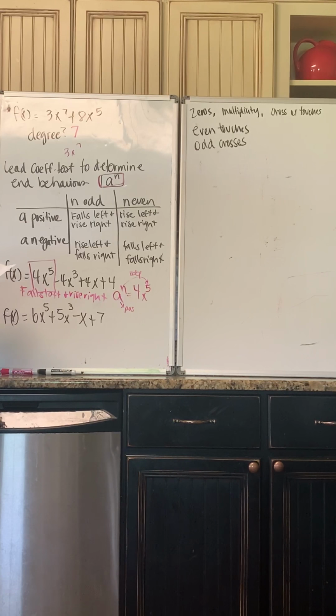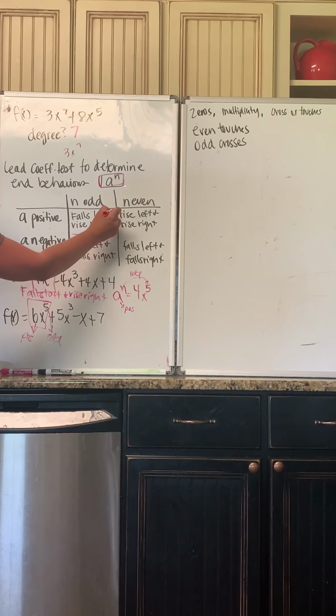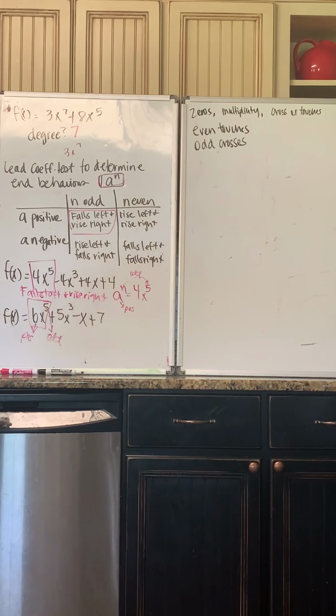Okay? Now, this one is already in order, and it's the same way. A is positive, n is odd. So it falls left and rises right. They're not all going to fall that way, but in this case, those two particular problems that it gave me did.